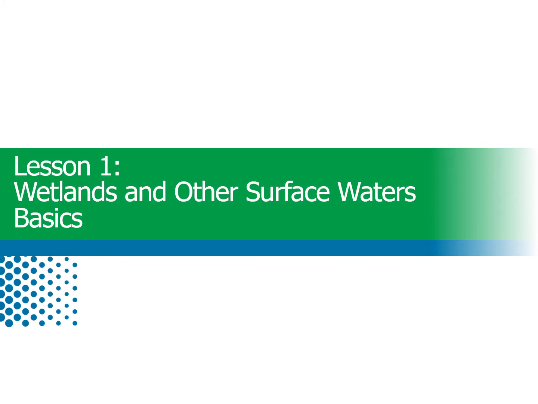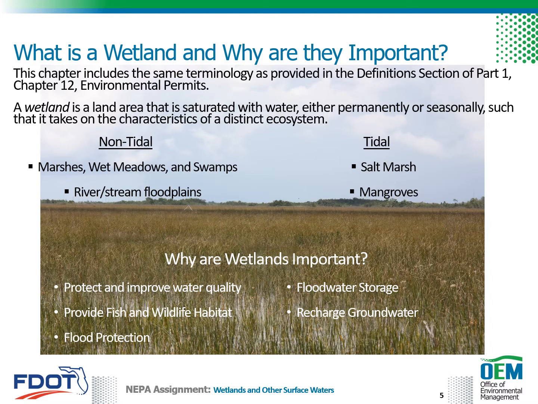Lesson 1 will provide an overview of wetlands and other surface water basics. This chapter includes the same terminology as provided in the definitions section of Part 1, Chapter 12, Environmental Permits. A wetland is a land area that is saturated with water, either permanently or seasonally, such that it takes on the characteristics of a distinct ecosystem.